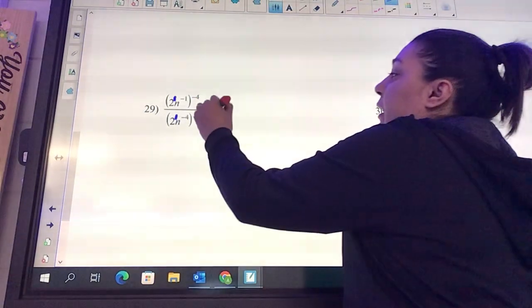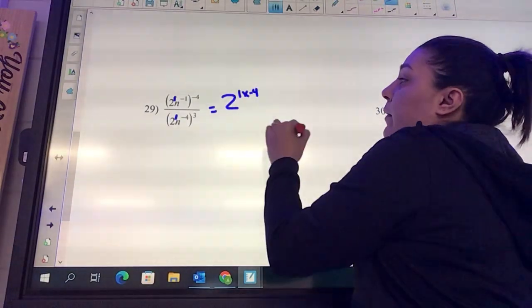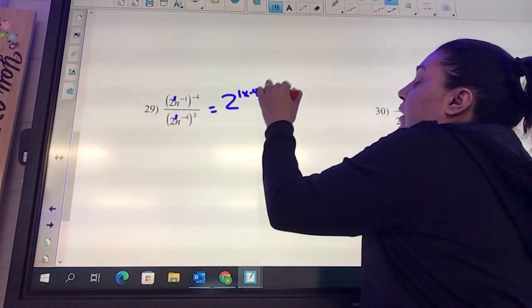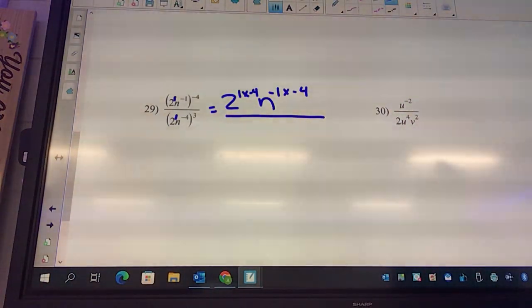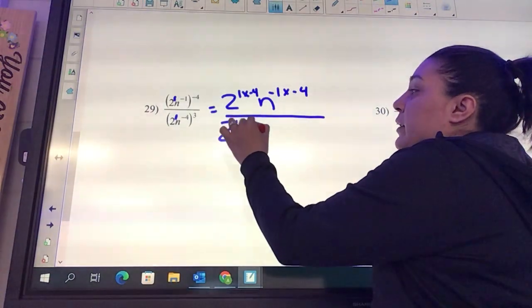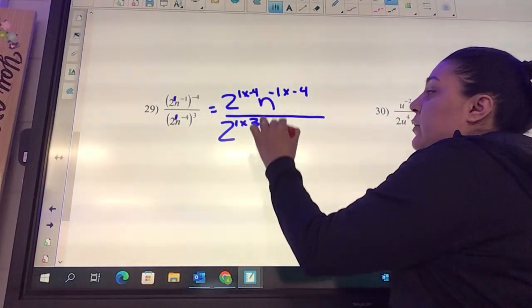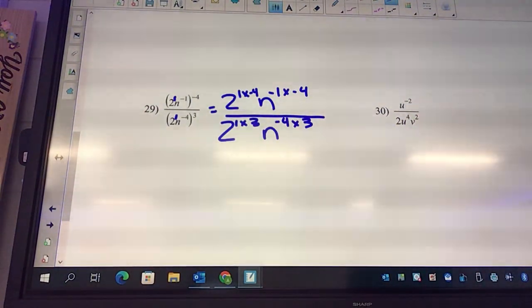Okay, so we're going to get 2 to the 1 times negative 4, n to the negative 1 times negative 4 on the top. Okay, on the bottom, you're going to get 2 to the 1 times 3, n to the negative 4 times 3. Make sure you understand what I'm doing.